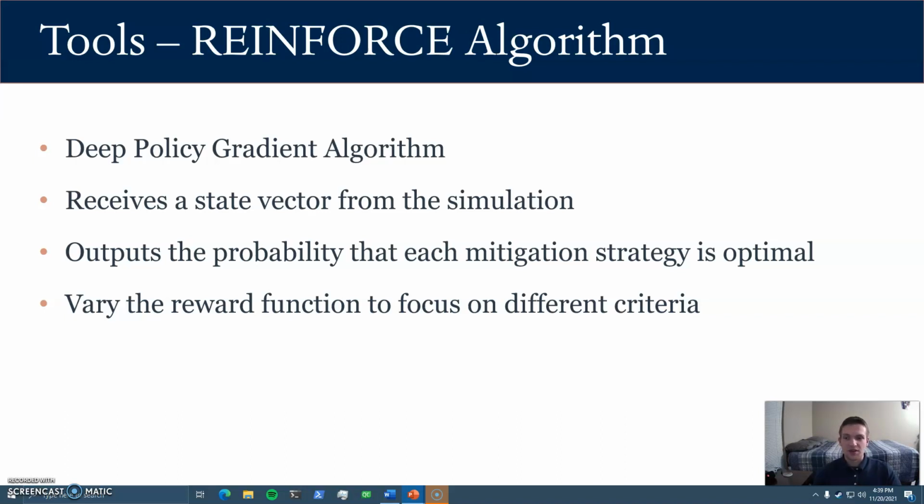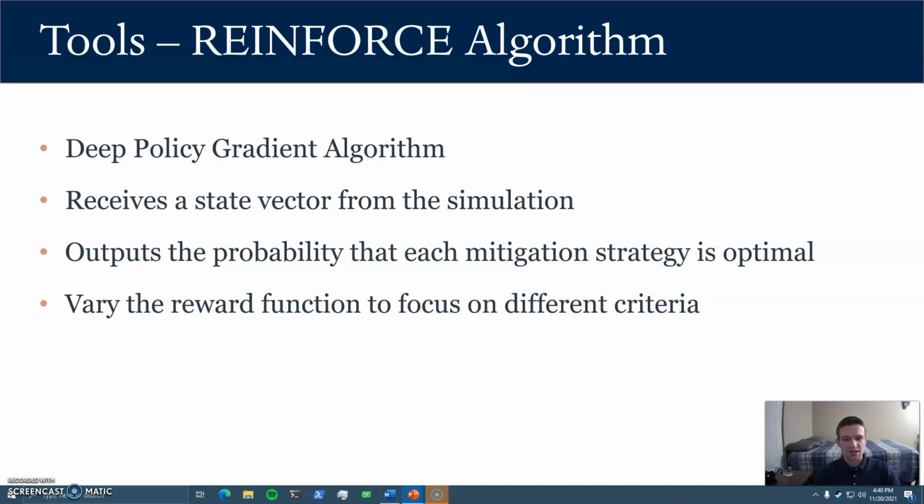Specifically, how this applies in this project is the neural network receives a state vector from the simulation. The state vector contains a few different things. It contains information on the number of cases, number of deaths, as well as the proportion of agents in each of the compartments, so whether they're susceptible, exposed, etc. It also receives a little bit of economic information, so the unemployment rate as well as the percentage change in economic value over a period of time. And then what this network does is output the probability that each mitigation strategy should be applied.